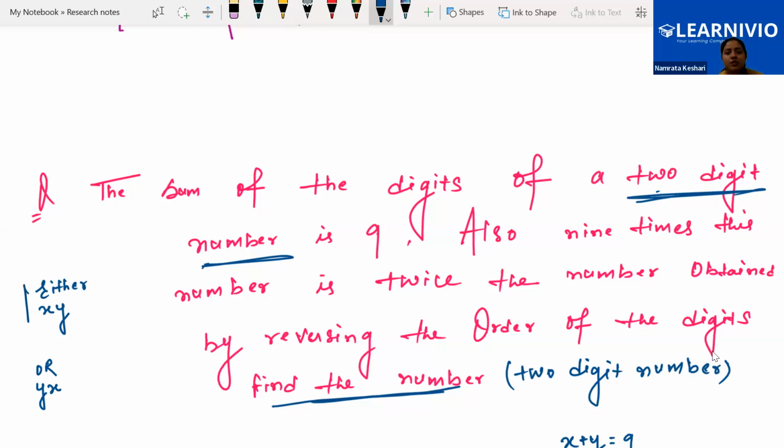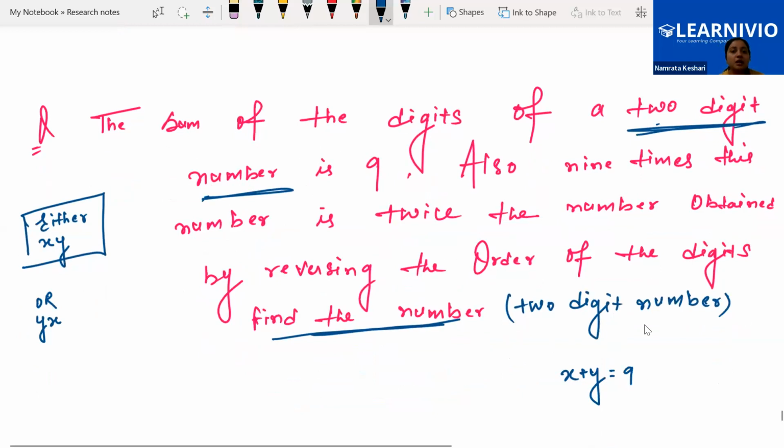Let's take our two-digit number as xy. Now the first statement says that the sum of the digits of the two-digit number is 9. So x plus y equals 9. You said it correctly. It is perfect because we are assuming our two-digit number as xy. So the sum of the digits, that means x plus y, equals 9. Right?